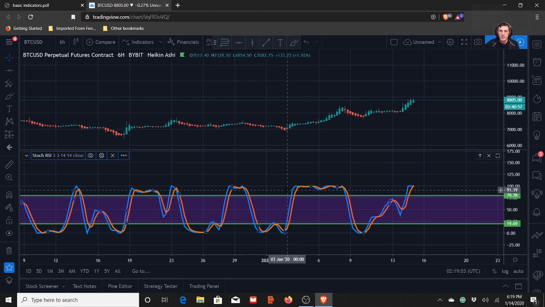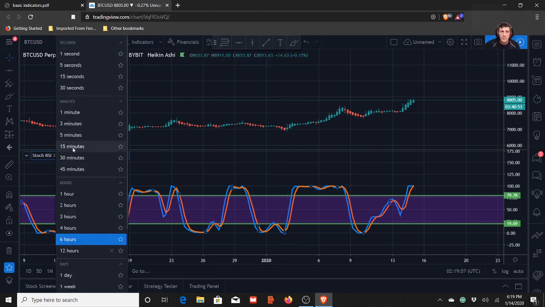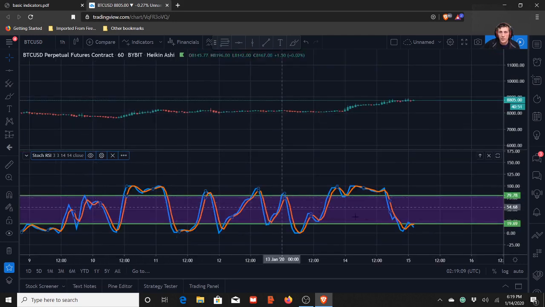And the stochastic works better in a choppy market, lower time frame. Get down to the 1 hour.